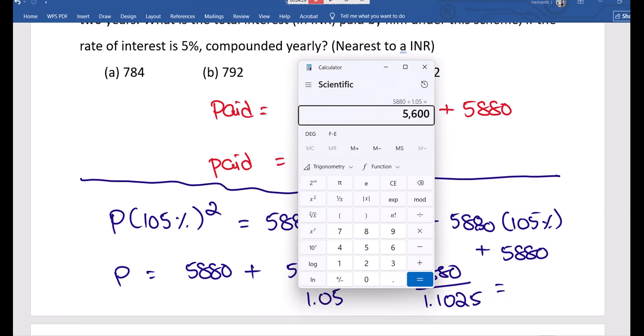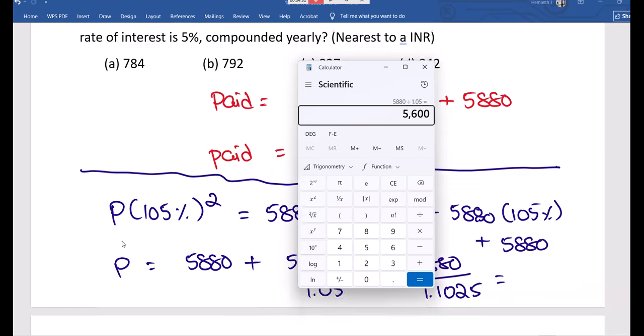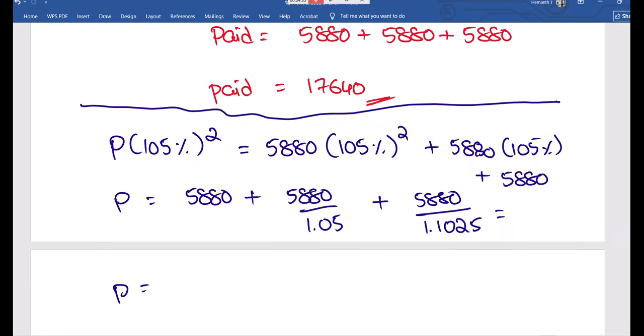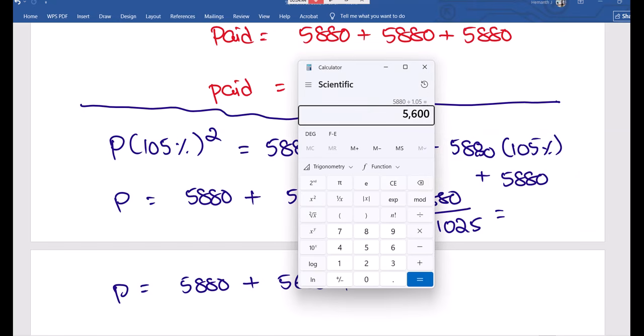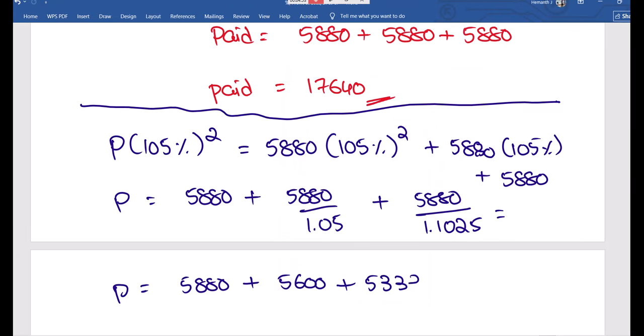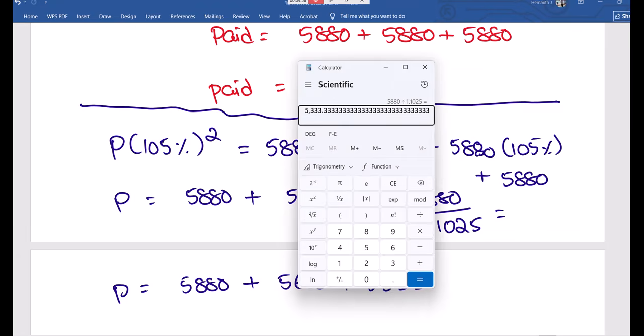Again, let me explain, let me give you clarity. 5,600 here. So P is equal to 5,880 plus 5,600 plus something, 533, let us say. Oh, sorry, it's a mistake. 5,880 divided by 1.05 divided by 1.05. Yeah, fine. Plus 5,880 plus 5,600.